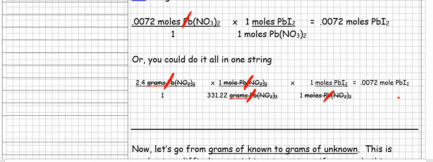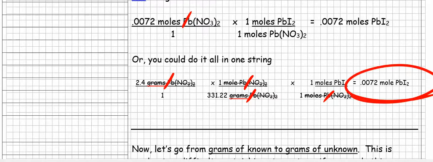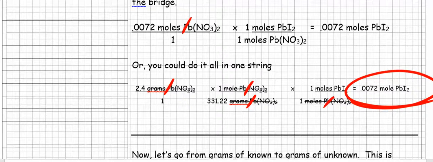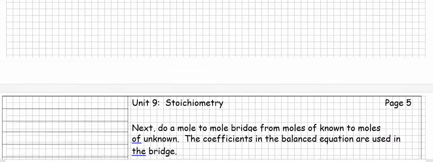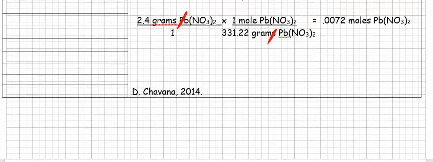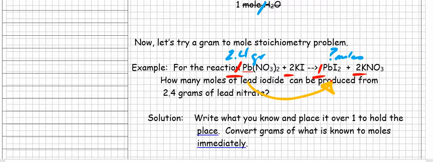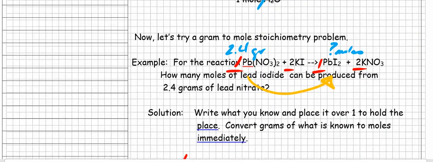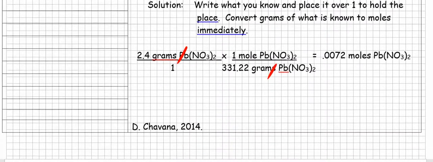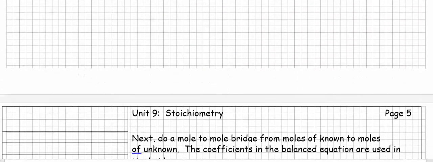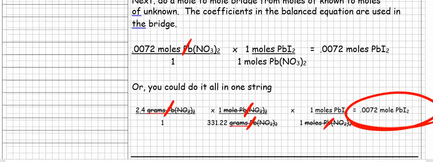But again, I get 0.0072 moles of lead iodide. So that's it. That's my answer, right? I've answered the question that I was looking for. Let's just go one more time to the balanced reaction to make sure that that's where my question mark was, right? So if I go to the balanced reaction, yep, there it is. Question mark in moles of the lead iodide, and that's exactly what I calculated, right? So I'm confident in my answer.